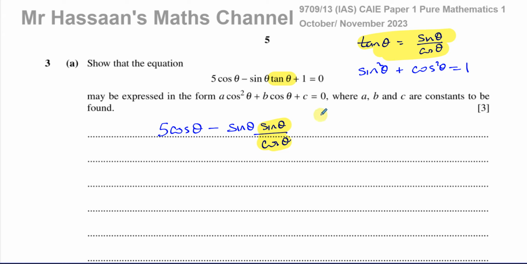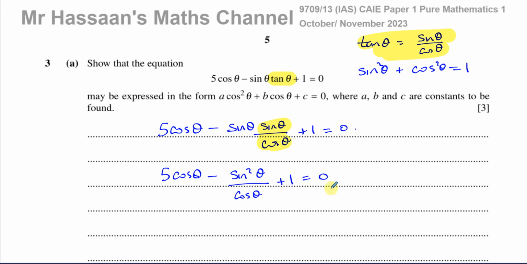Okay, and then we have plus 1 equals 0. So now what we can see here is, what do we do with this? Well, one thing we could do is combine these two together. So you have 5 cosine theta minus, that's going to be sine squared theta, that might help us, over cosine theta, plus 1 equals 0.